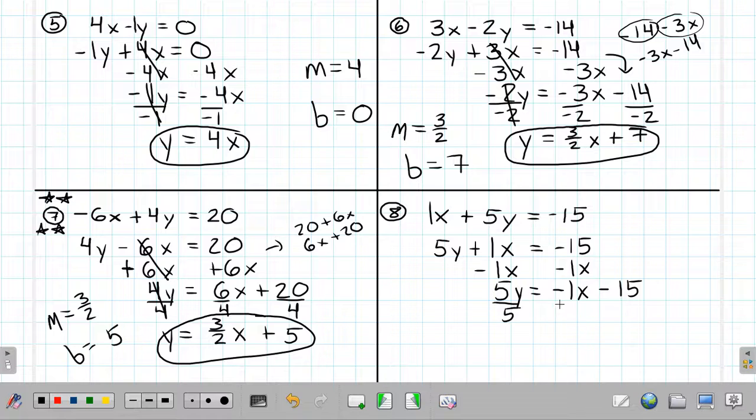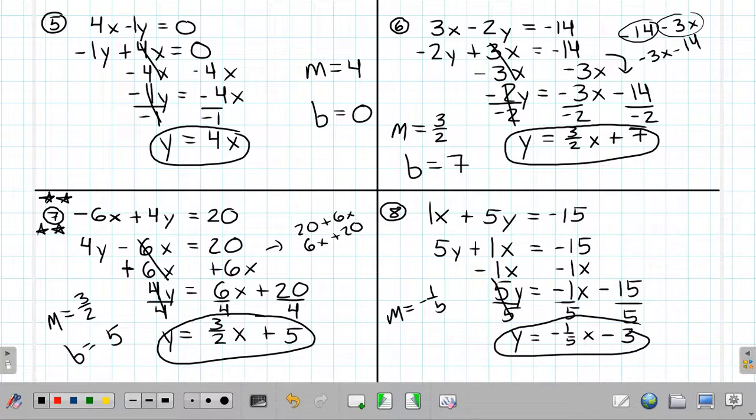And then I simply divide by 5. So divide negative 1 by 5. That gives me negative 1/5 x. Negative 15 divided by 5 is negative 3, or minus 3. So once again, my slope here is negative 1/5. My y-intercept is negative 3. And I'm not doing any other calculation other than just looking at the equation. Since I know this is now in slope-intercept form, I know what the slope and y-intercept are.